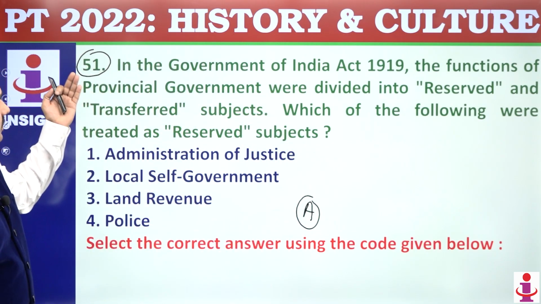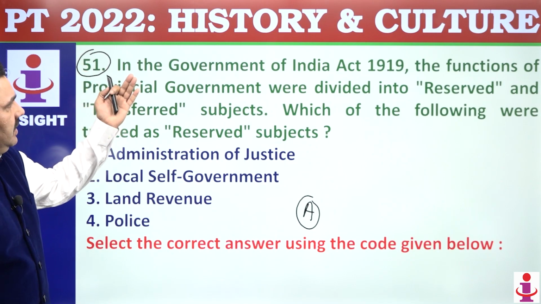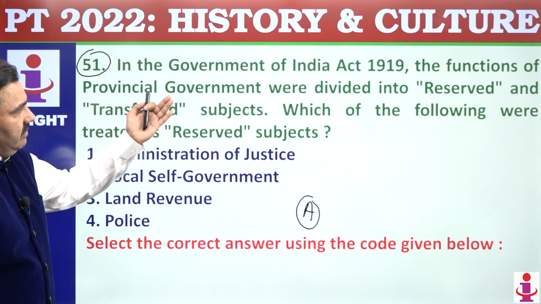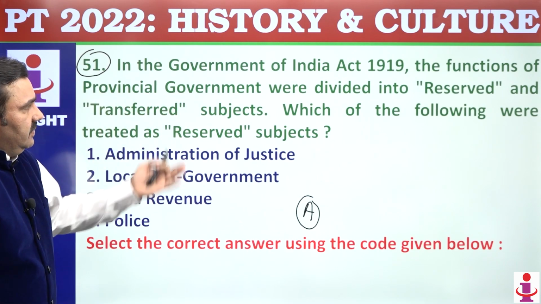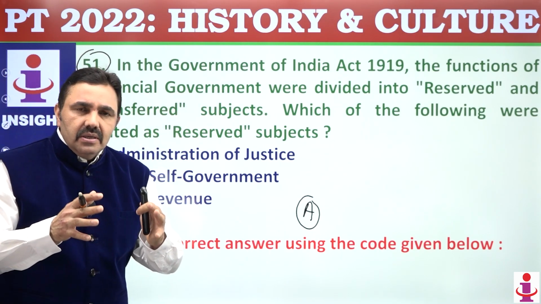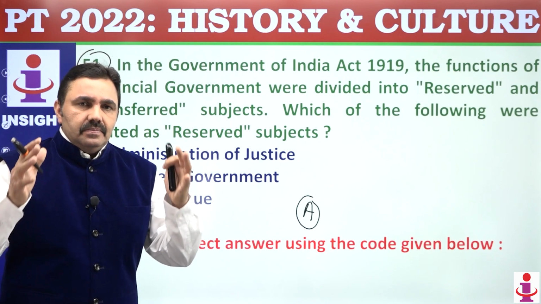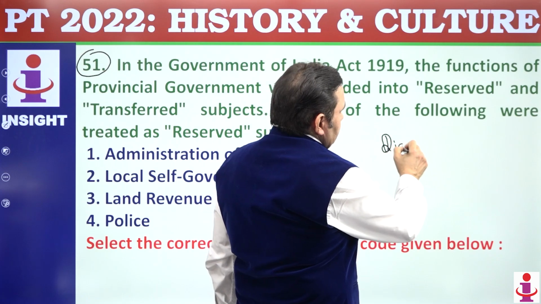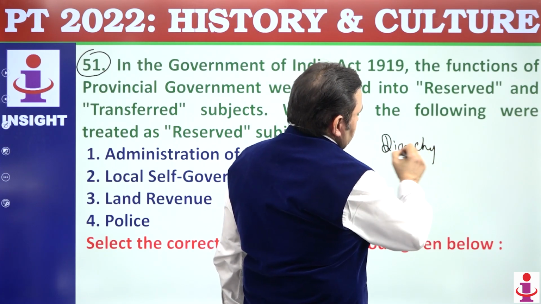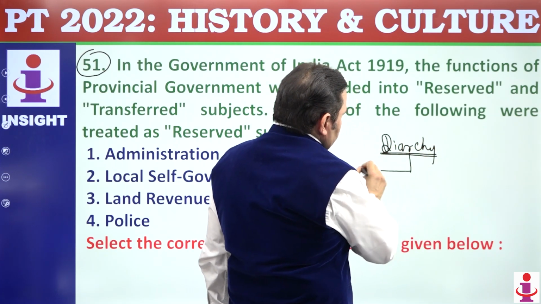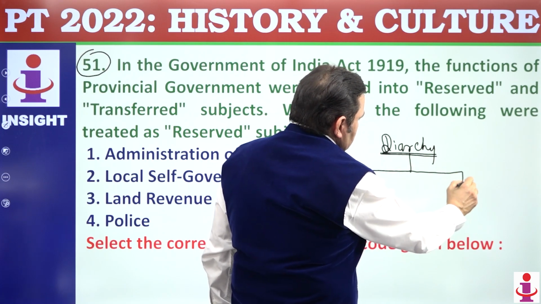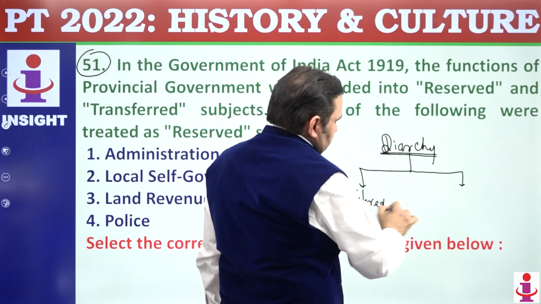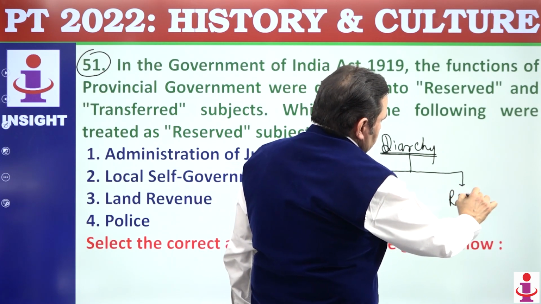The first question here, the 51, is from history and culture. In the Government of India Act 1919, the functions of provincial government were divided into reserved and transferred subjects. So this is related to the issue of diarchy. The system of diarchy was introduced by the Government of India Act 1919 at provincial level. Diarchy means the government of 2, and in this system of diarchy, some subjects were put in transferred category and some other subjects were kept in reserved category.